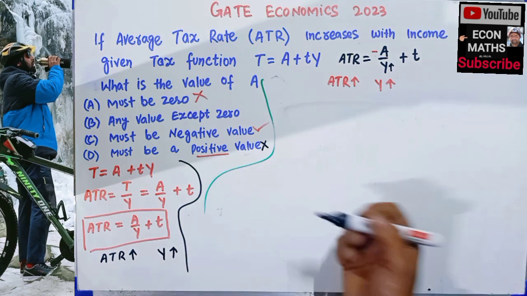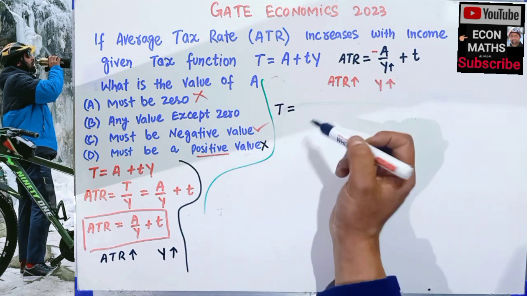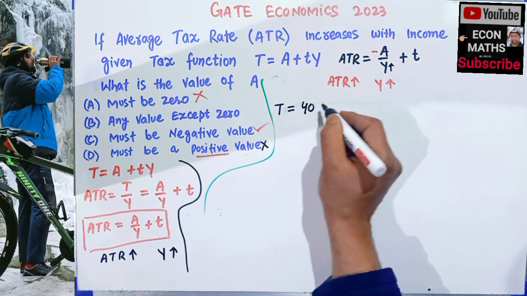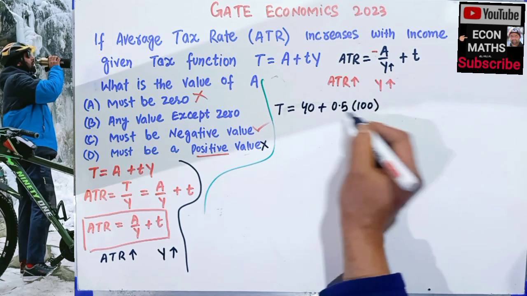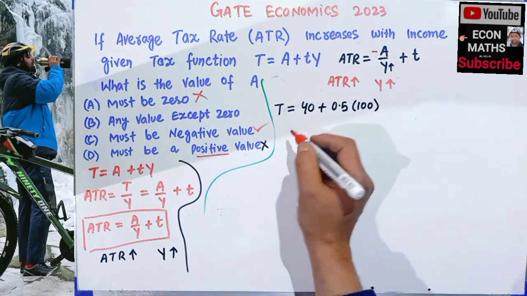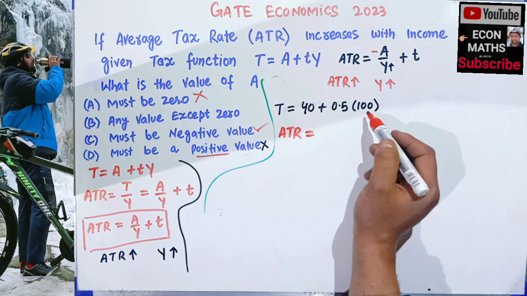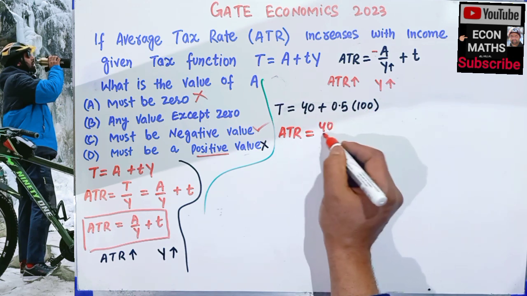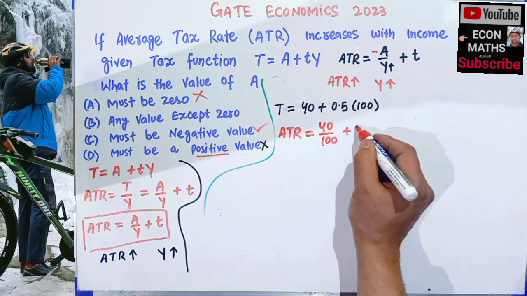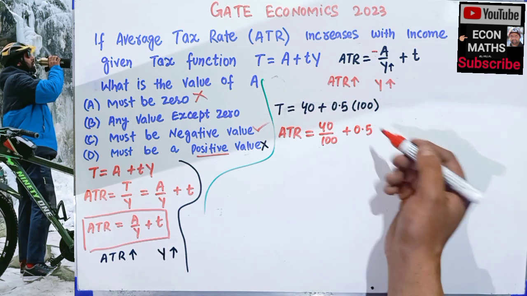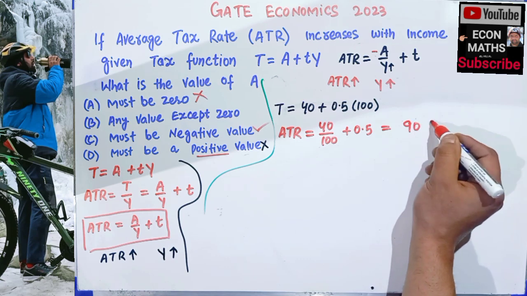Let us take the tax function t is equal to, let's take the positive value of a first. So let us say we have 40 plus 0.5 times 100. 0.5 denotes the 50% here. Then what is the average tax rate? Average tax rate is simply tax upon the initial income. Initial income is 100, so it becomes 40 upon 100 plus, here 100 and 100 will get cancelled, we will be left with 0.5. Remember, this 0.5 is 50%, so this is 40%, this is 50%, it comes out to be 90%.